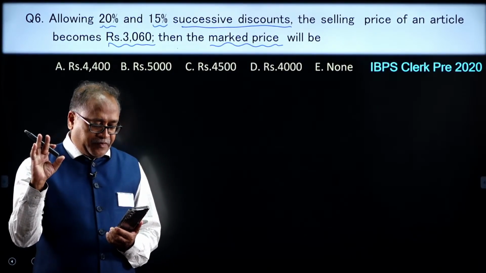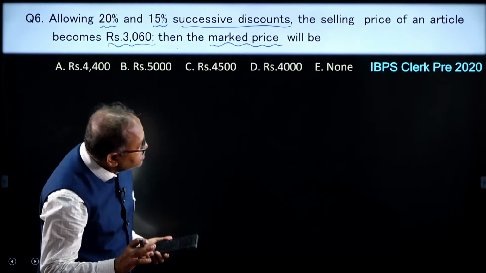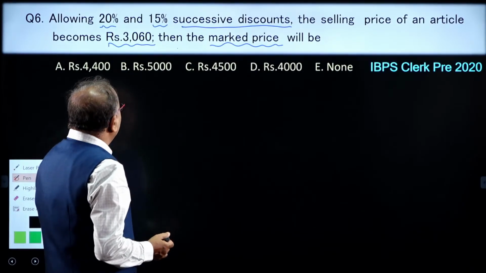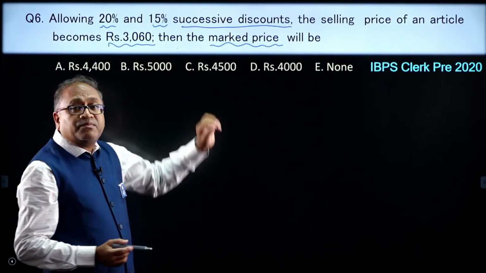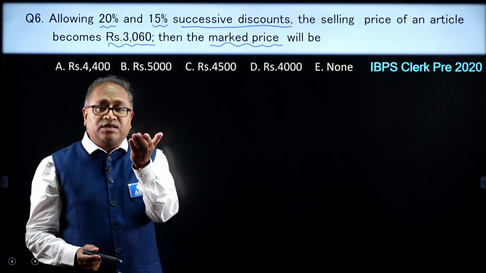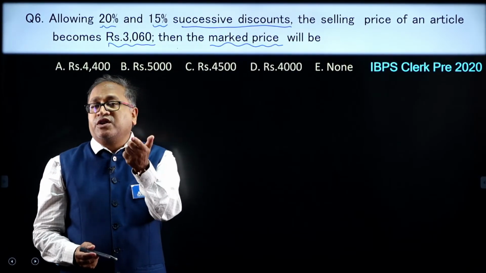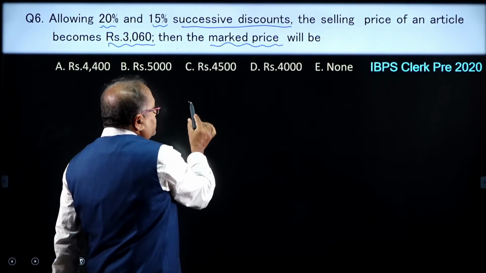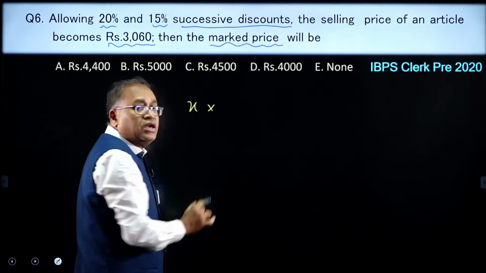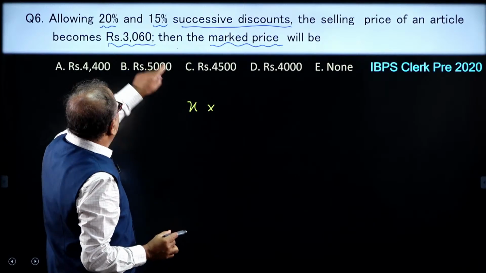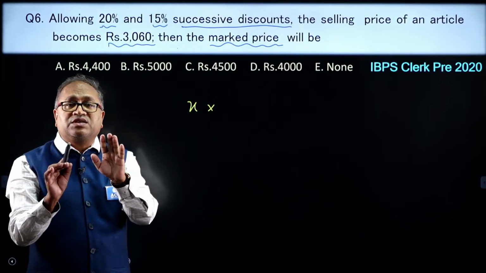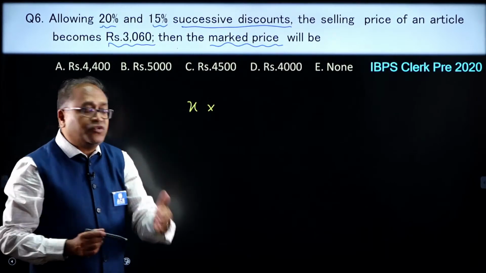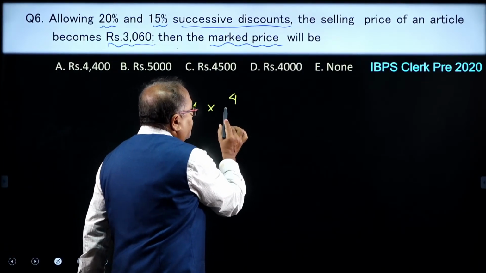Come on, your time is up, I think. Now, my dear friend, the one basic approach is here. I do not know what the mark price is, but what I know is the discount is always given on the mark price. So, I was asked to find the mark price. Let us assume that the mark price is X. On the mark price, when 20% discount is there, that means you are selling at 80%, and the fraction is 4 by 5.